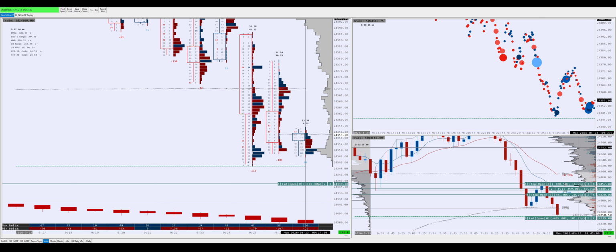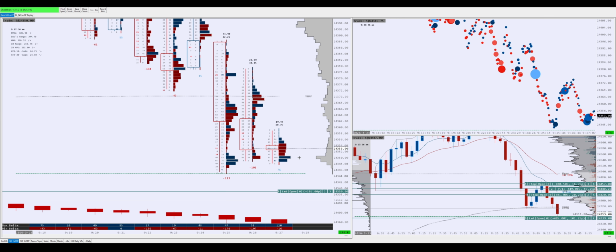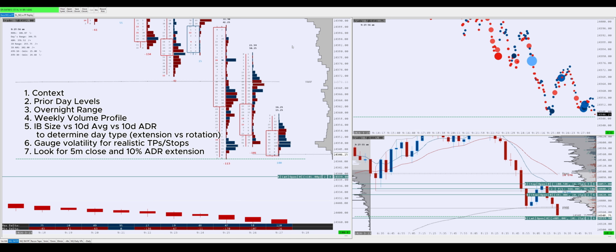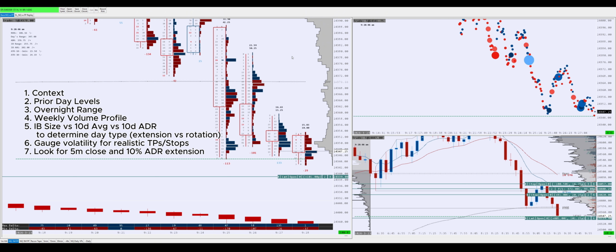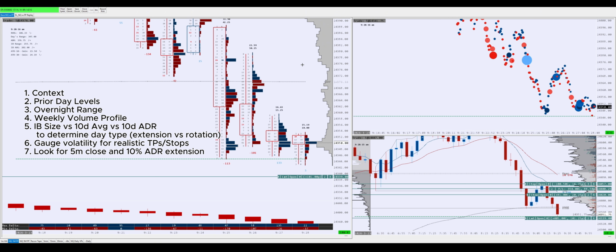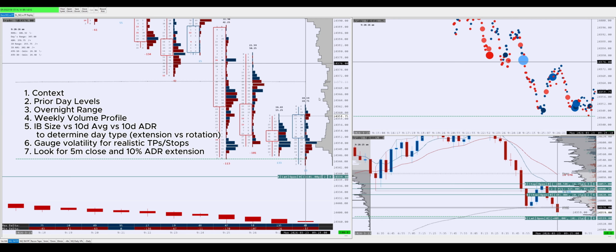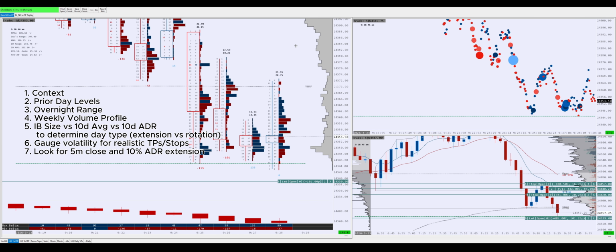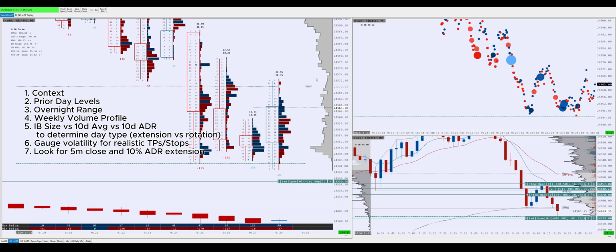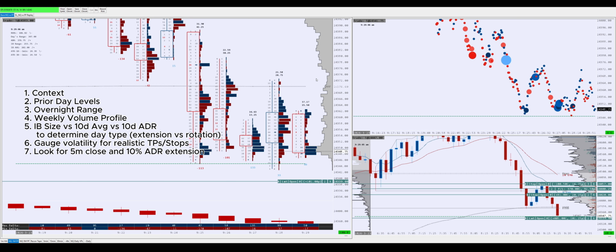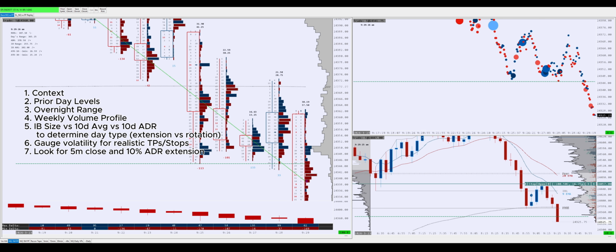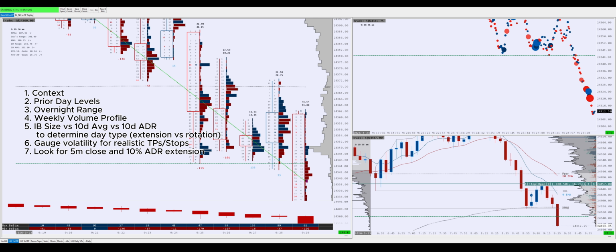So that's how I read the day using the initial balance. Context first: prior day levels, overnight range, weekly volume, then the IB size against the 10-day average, and how much of the ADR has been used up. Confirmation rules, talking about that again: 5 minute close and/or an ADR 10% extension. Look at the day type, if it's going to be extension versus rotation, where can we go in terms of IB extensions, 25, 50, 100%.